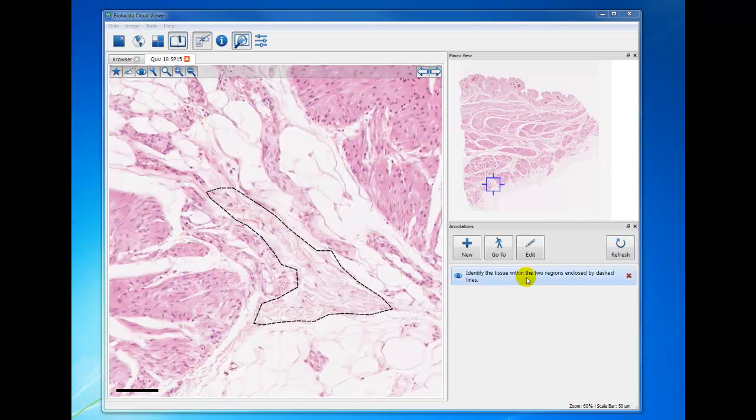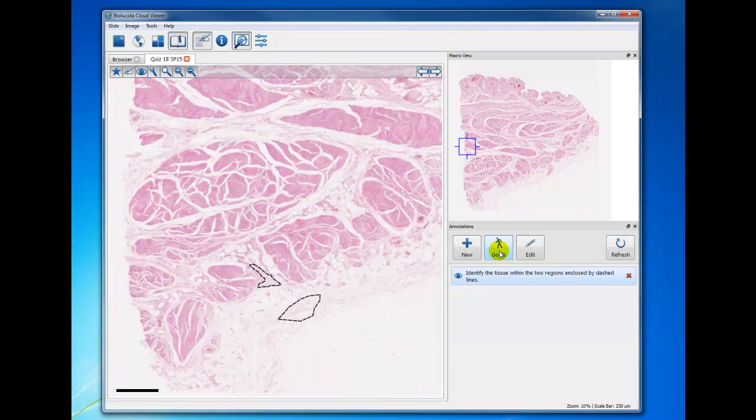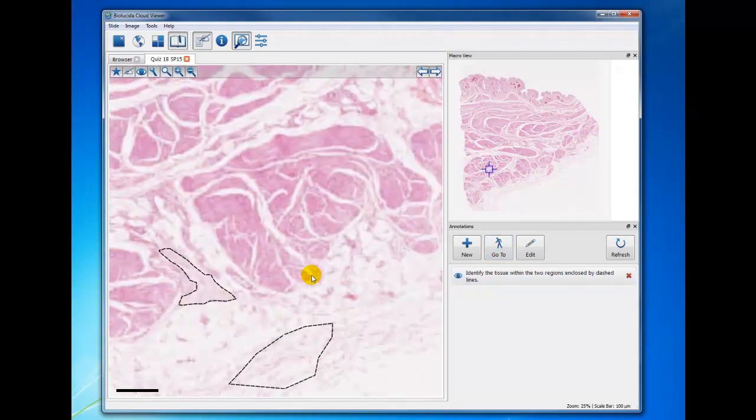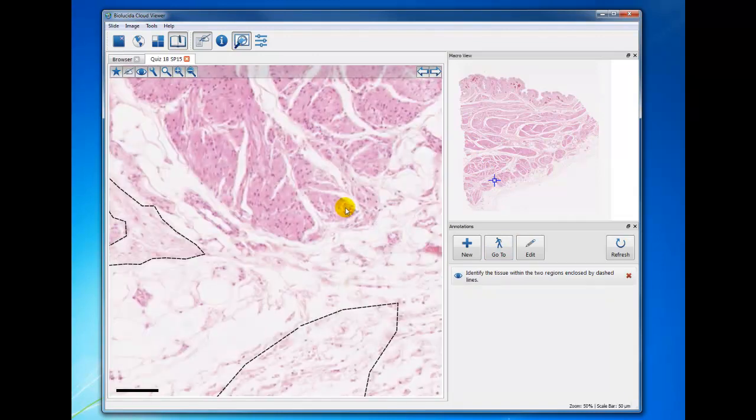This is one of the actual questions in Part B of the Module 1 quiz, where you're asked to identify the tissue within the two regions enclosed by the dashed lines. Well, I do not see two regions here, and the reason is I didn't click on the annotation and then click Go To. That you need to do. So we have indicated two regions, and if you failed to do that, you would not have seen the second region.